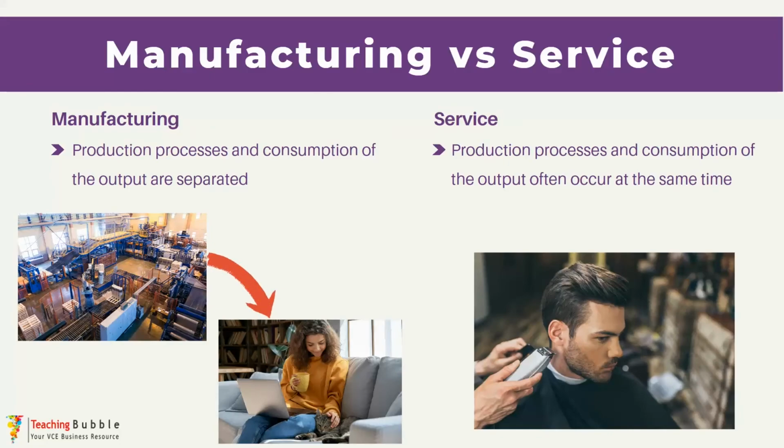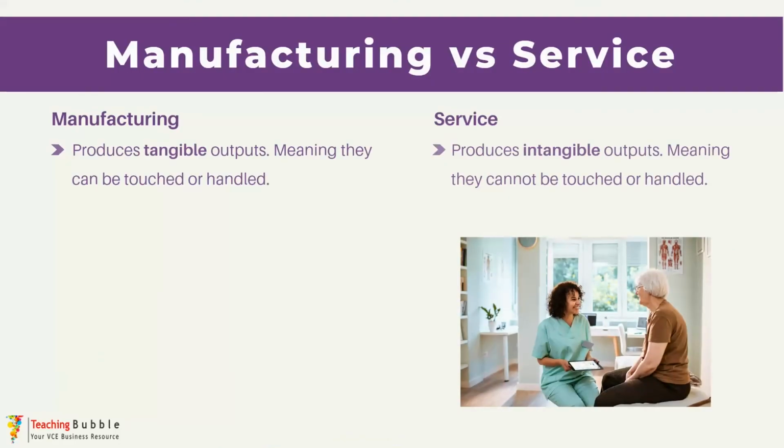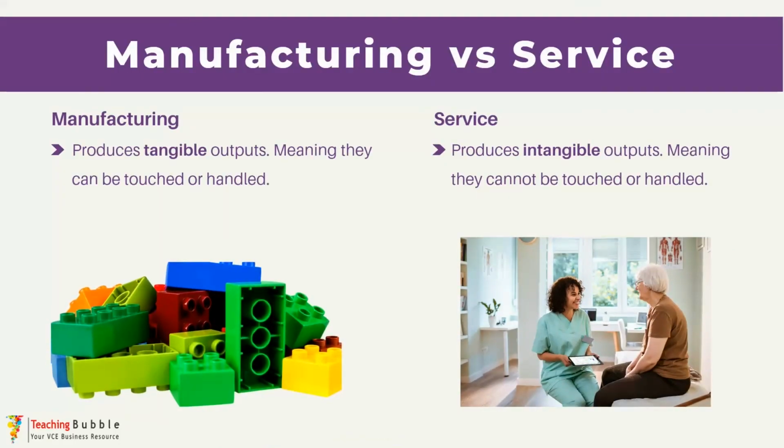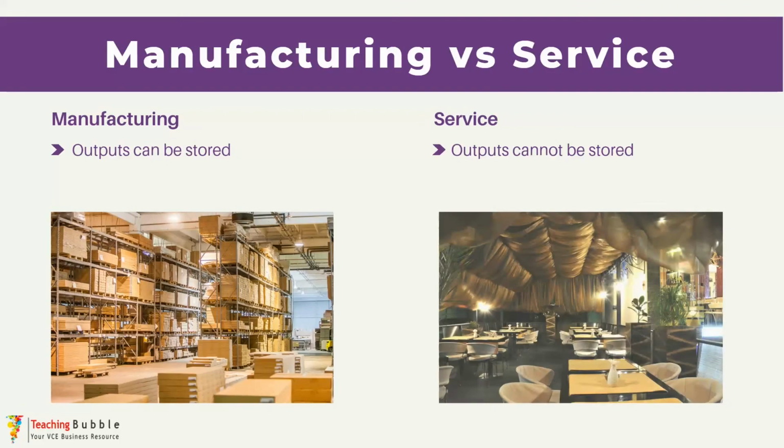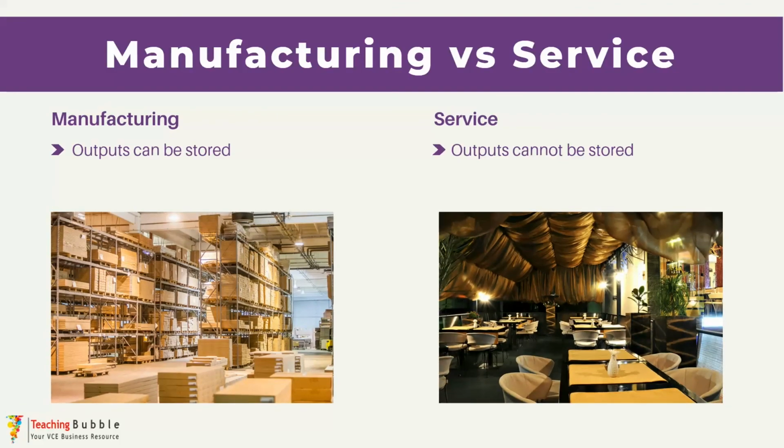If we move to the outputs, manufacturing businesses produce tangible outputs, meaning that they can be touched or handled, like Lego blocks, whereas service businesses deliver intangible outputs, meaning they can't be touched or handled, such as a medical consultation or educational services. Another difference with the outputs is the storage capability. Manufactured goods can be stored and sold at a later date, whereas services cannot be stored. For example, a restaurant that has empty seats at a particular time can't store those seats and sell them at a later time. They have evaporated because they cannot be stored.